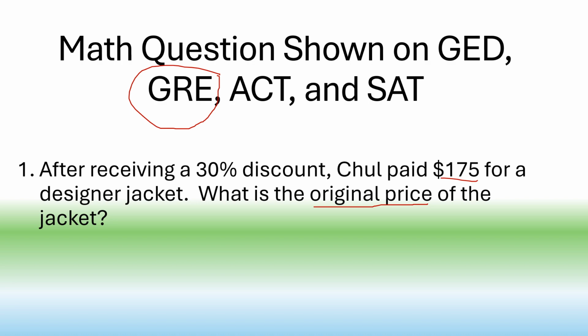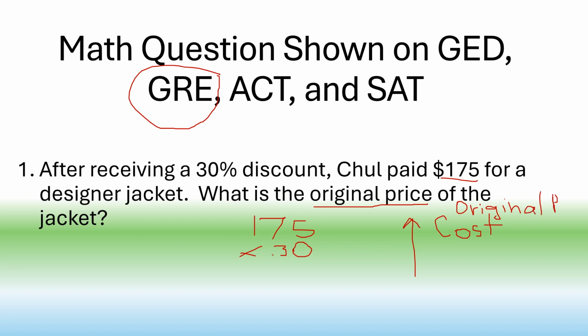These are the things that most people get confused. They want to dive right in and go 175 times 30%. And that's wrong, because in order to get the original price, the cost is higher. So in order to get the original price, I'll just put original, the cost is higher.